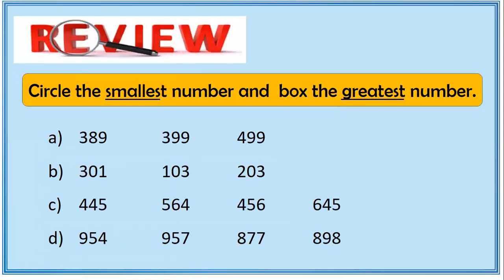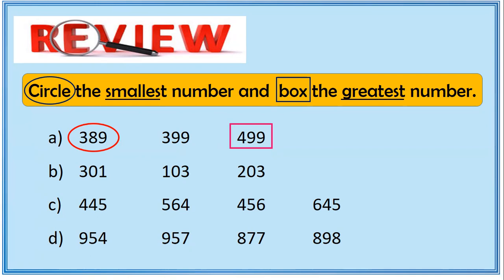Okay, next, circle the smallest number, and box the greatest number. So for letter A, we have 389, 399, 499. So among these numbers, which is the smallest number? And which is the greatest number?